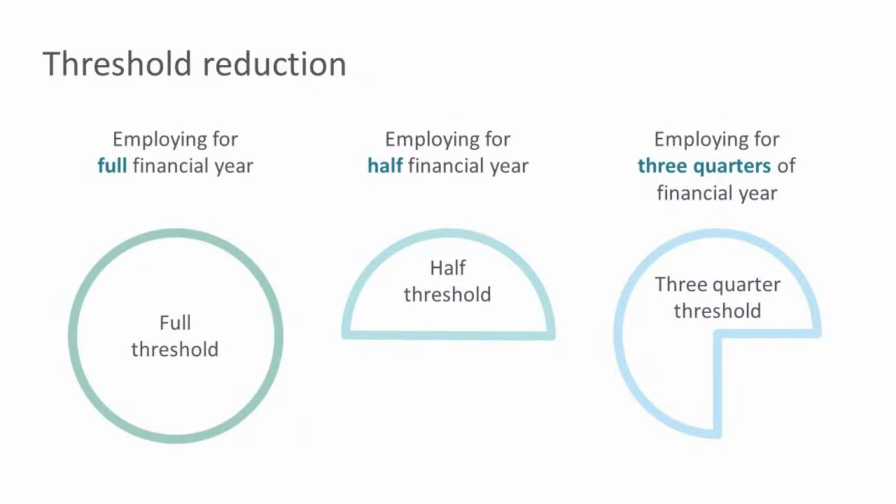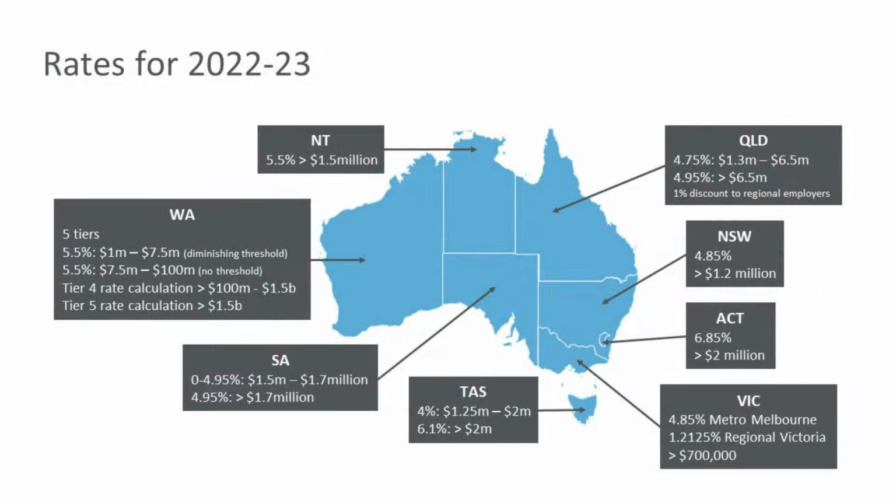The threshold will be adjusted if you or your group of employers employ for only part of the financial year. For employers who do not employ for the whole of the financial year, the threshold is calculated by taking into account the proportion of the year the employer operates. For information on part year threshold calculations in a particular state or territory you employ in, visit their Revenue Office website. Each jurisdiction also has different payroll tax rates, which are shown on the screen.